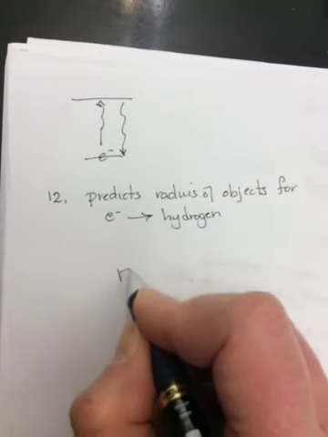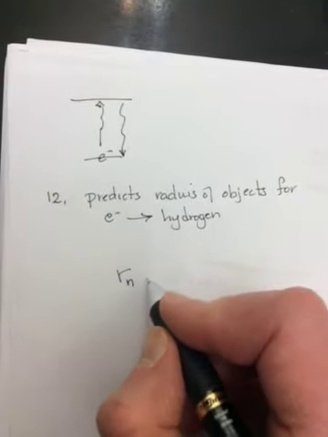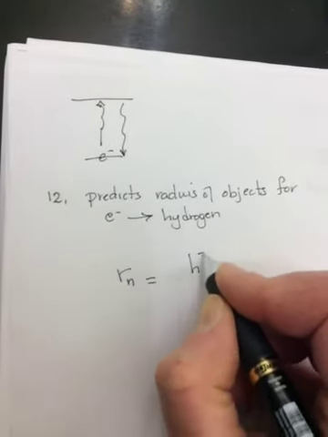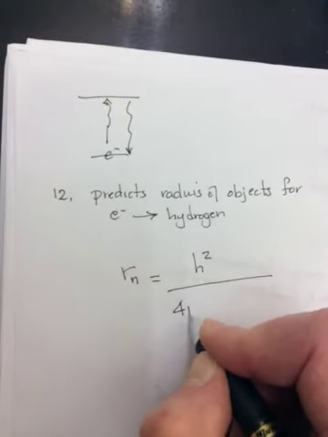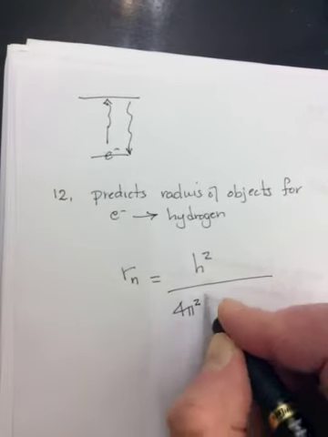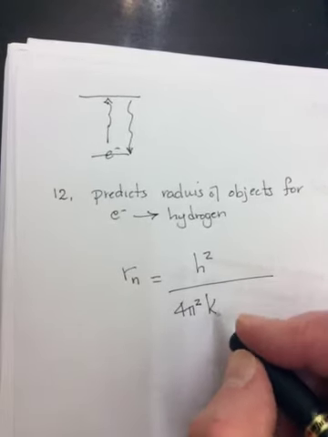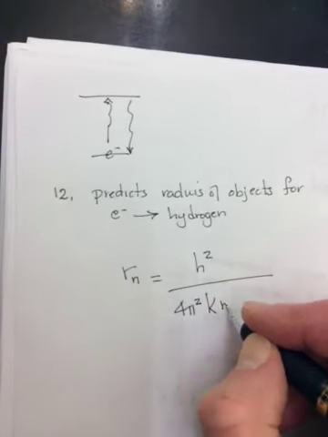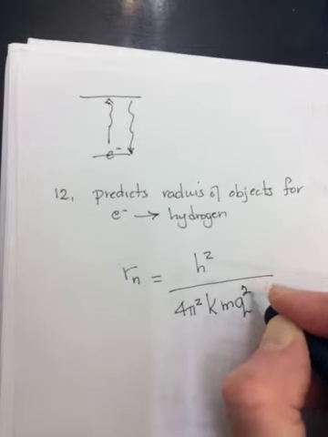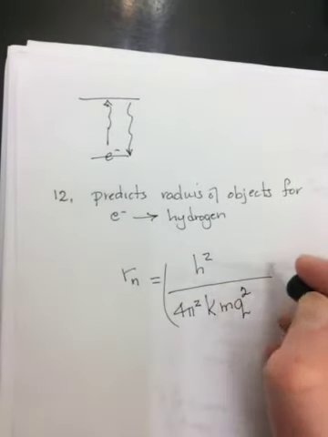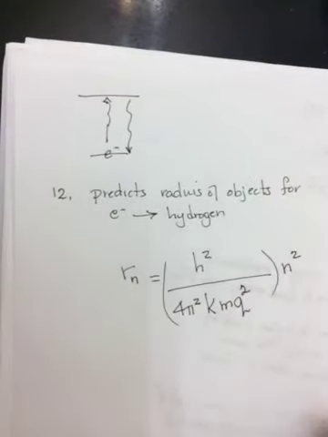Okay, so here's the equation. It's R for radius, n for the level, like n equals 1, n equals 2, is going to be equal to h squared, so Planck's constant squared, over 4 pi squared k, that's 8.988 times 10 to the 9th, m, mass of an electron, q, charge on an electron, squared. And this whole thing gets multiplied by the energy level squared.